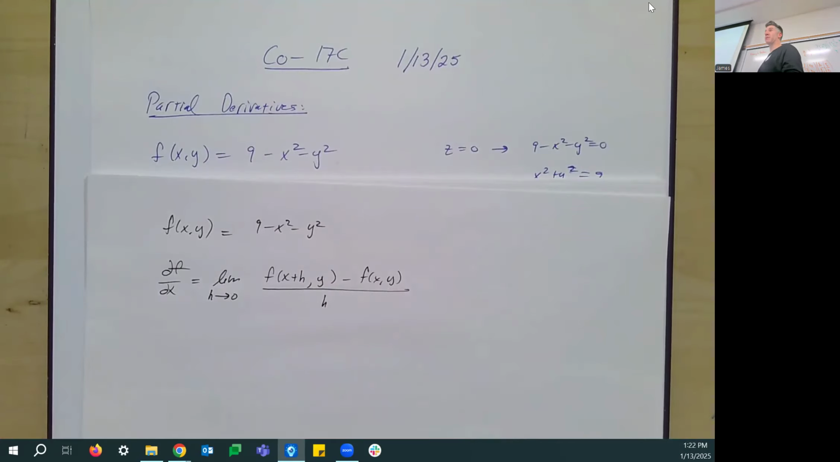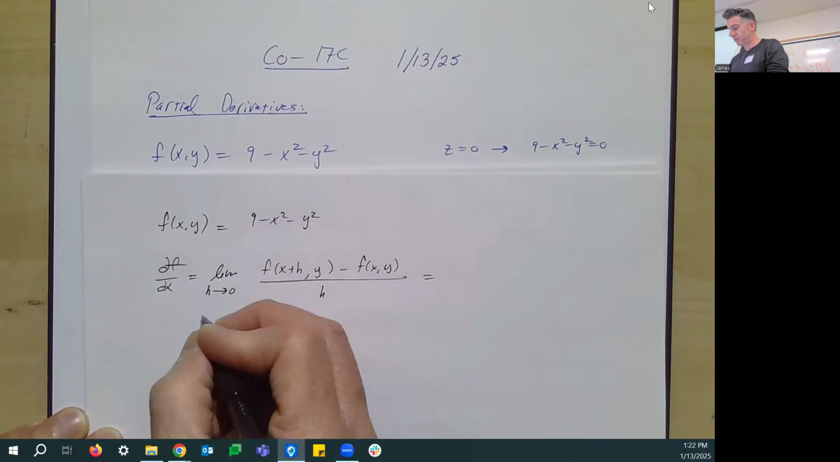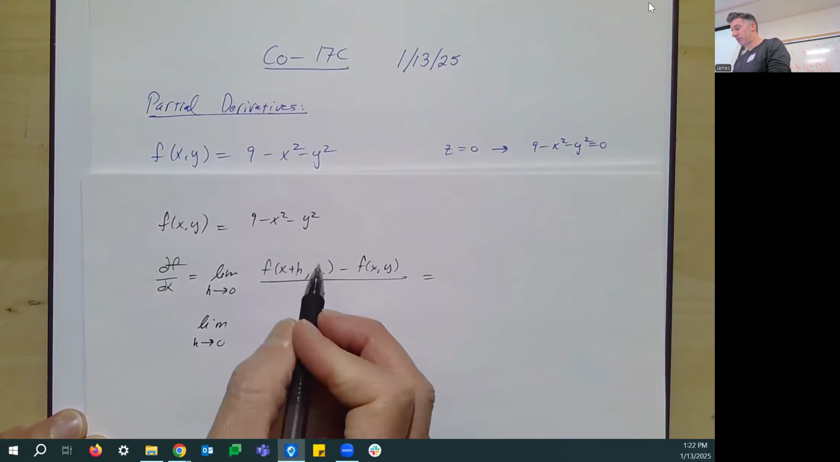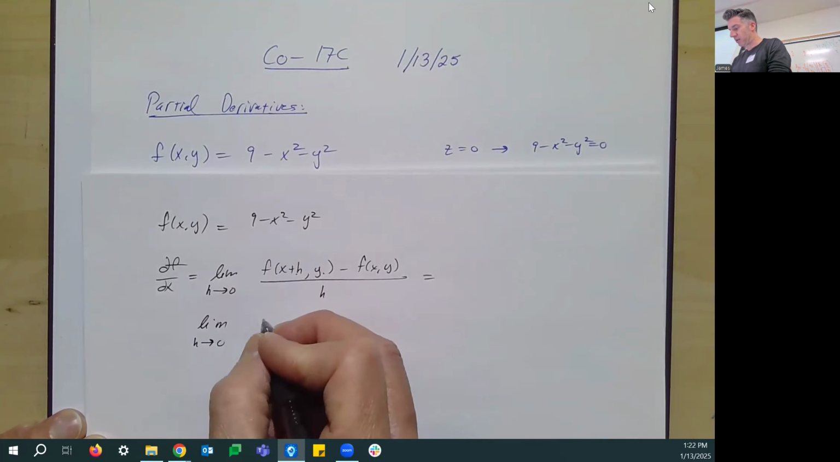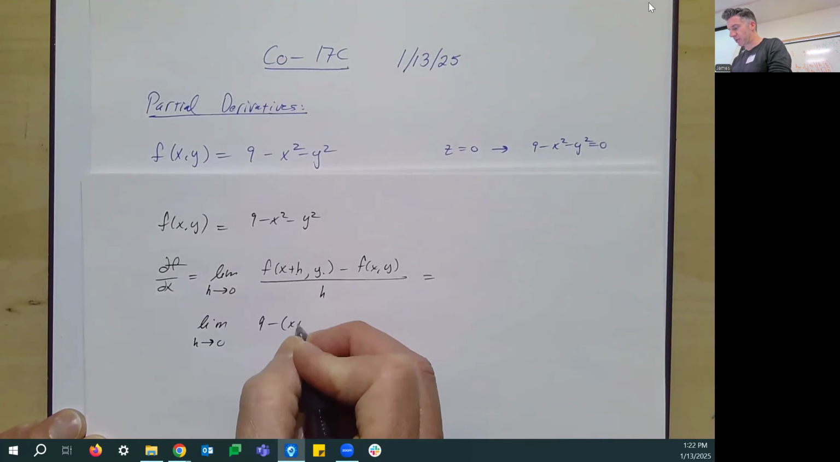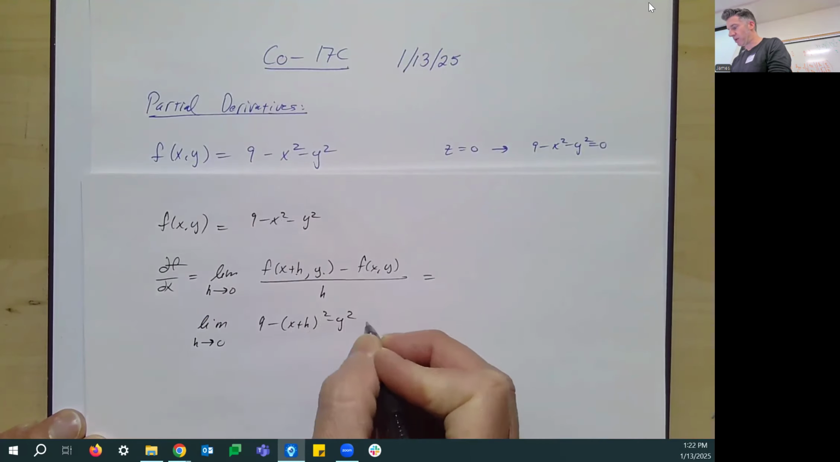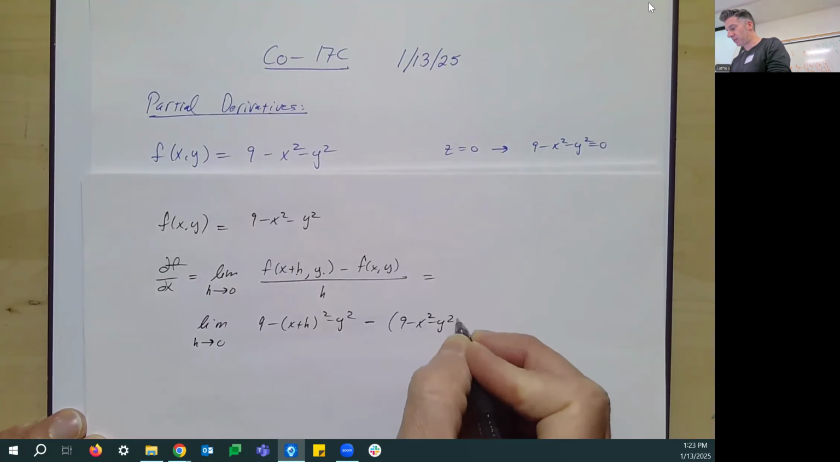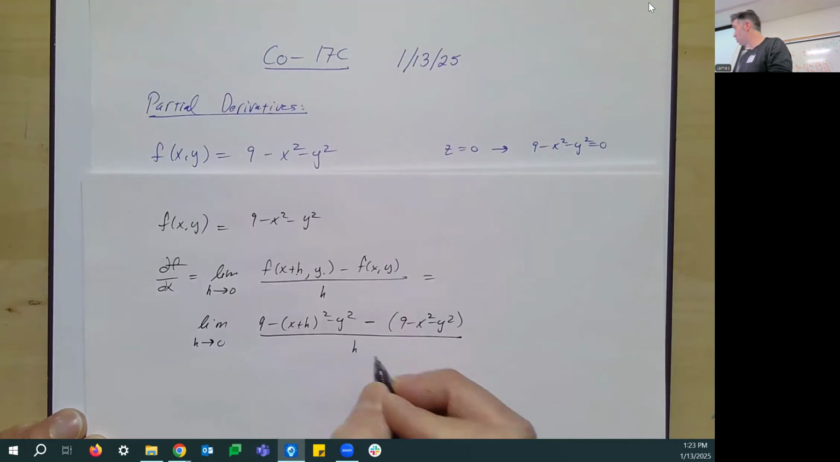It's really the same as the limit definition of the derivative, just the thing that's changing gets the plus h, and the thing that's being held constant stays as it was. It's always annoying to write out, but here's what you get. You probably don't need to write this down, but you can. f of x plus h, comma y: I plug in x plus h for x and get 9 minus x plus h squared minus y squared, minus f of x, y, which is 9 minus x squared minus y squared, all over h.